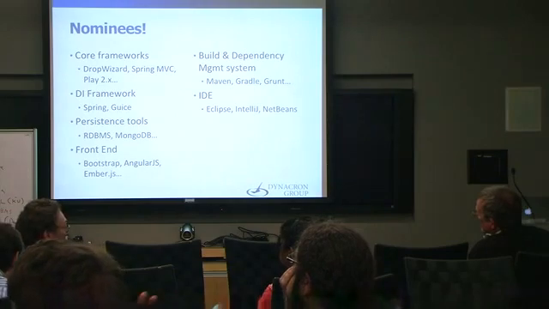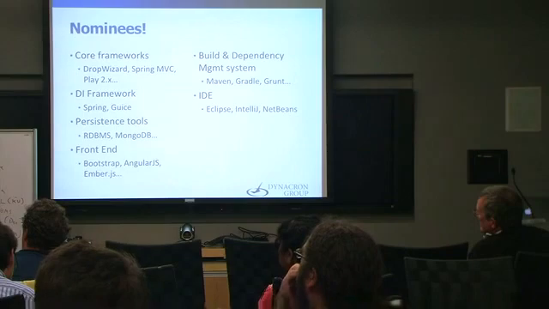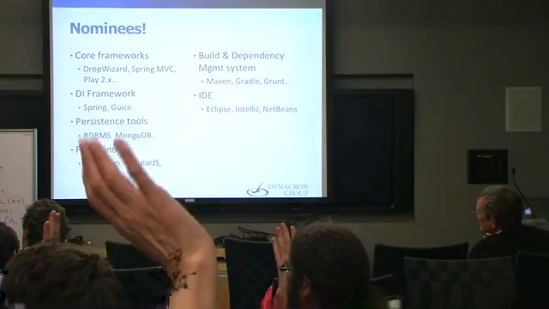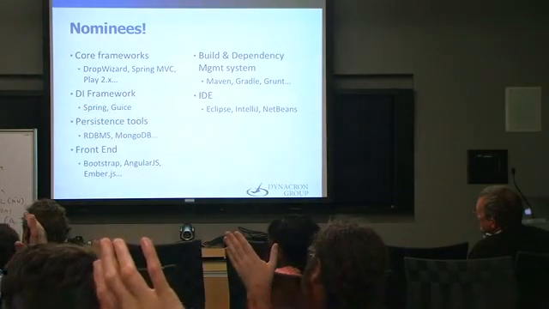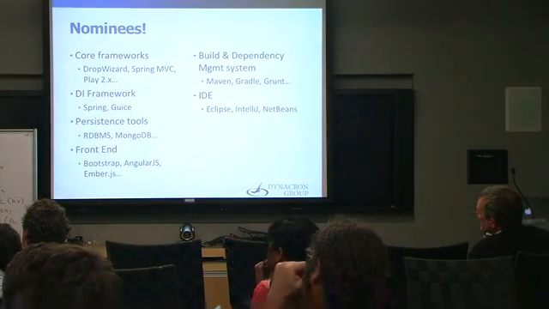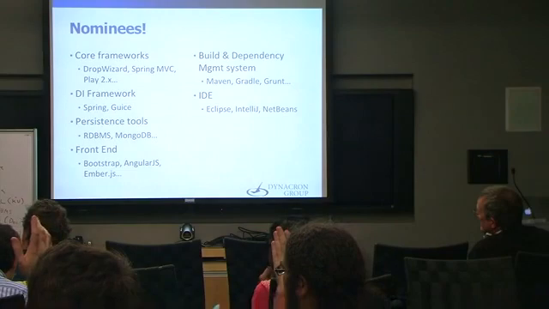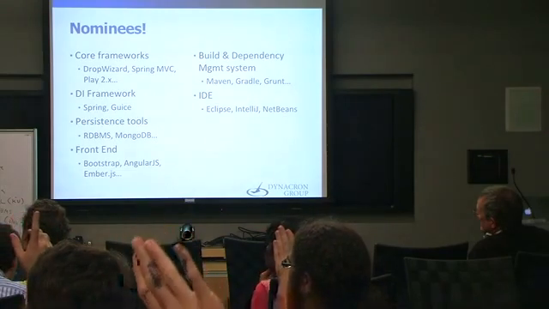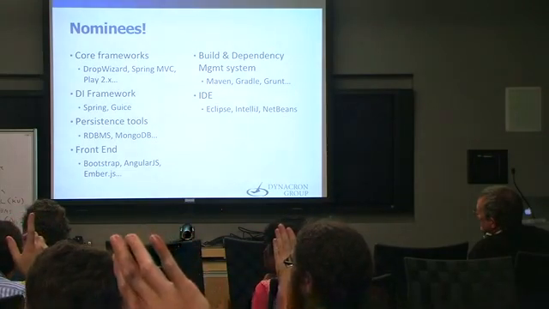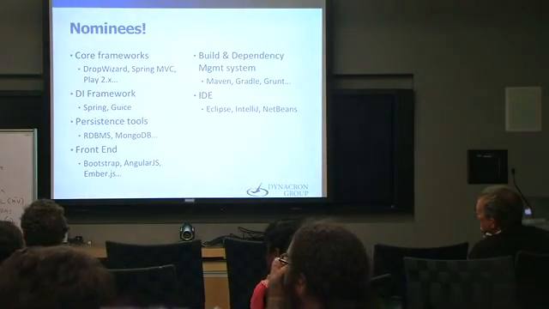DropWizard. 1, maybe. 2, you two. Okay. Spring MVC. 1, 2. Okay. We can double vote, right? Actually, I think no, for this one let's not double. All right, that's fine. Okay, so Spring MVC. 1, 2, 3, 4, 5, 6, 7, 8, 9, 10, 11, 12, 13, 14, 15. Jersey.